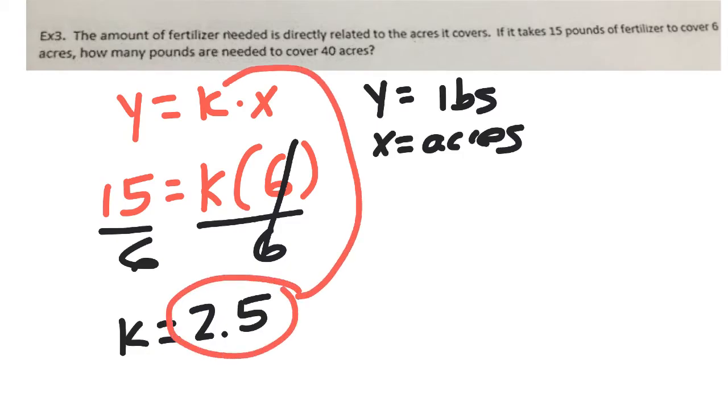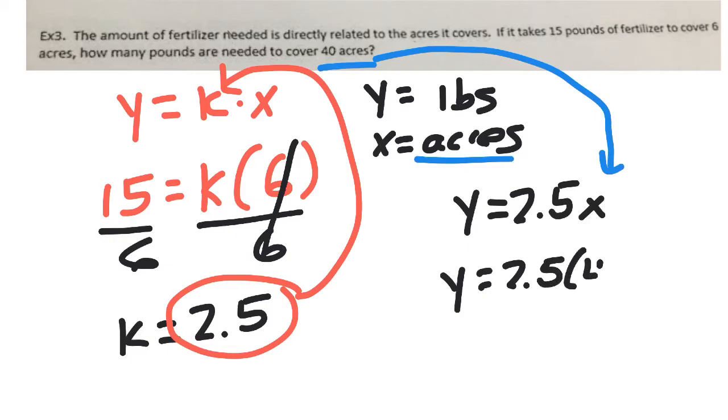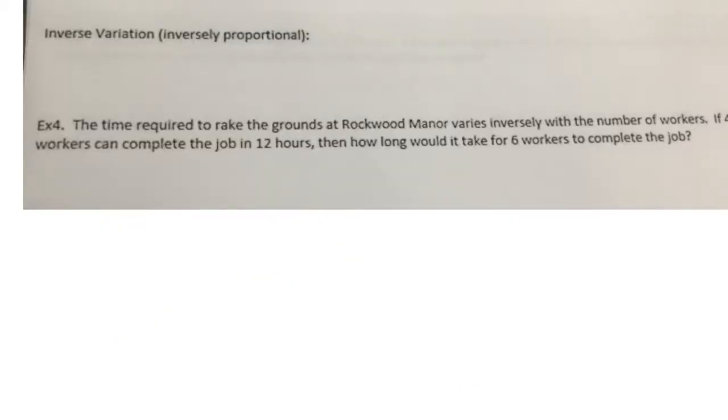So I'm going to plug that into my original equation for K. So Y equals 2.5 times X. Now we're wanting to apply the situation for 40 acres. So again, acres was my X value, so I'm going to plug in 40 for X. And that's going to give me Y equals 2.5 times 40, which means Y is equal to 100. So I would need 100 pounds for 40 acres.